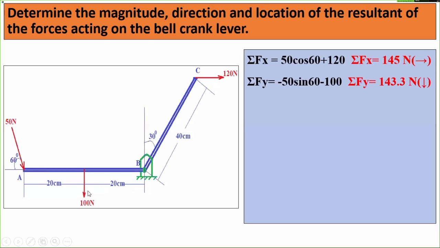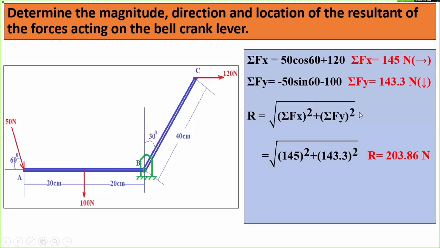Then move to the next force, the 100 Newton force. It's a vertical force. Its y component will be minus 100 because it's acting in the downward direction. Then the force acting at C, 120 Newton, is a horizontal force, so its y component will be 0. That's why only two forces contribute, and I am getting summation of f of y equal to 143.3 Newton. And it is minus, so instead of writing minus, I am substituting the arrow here, meaning it is acting in the downward direction.